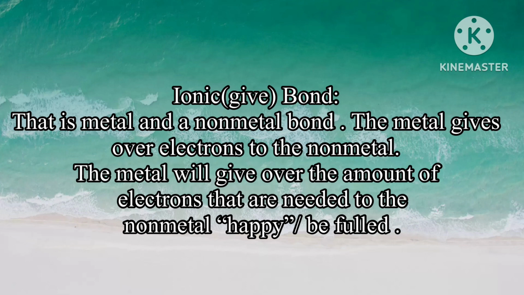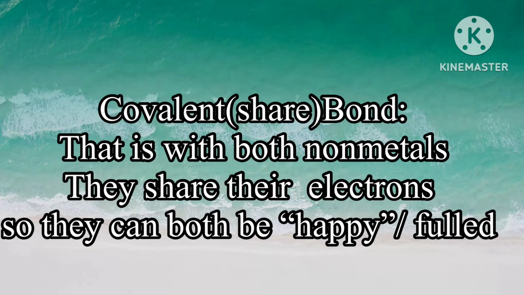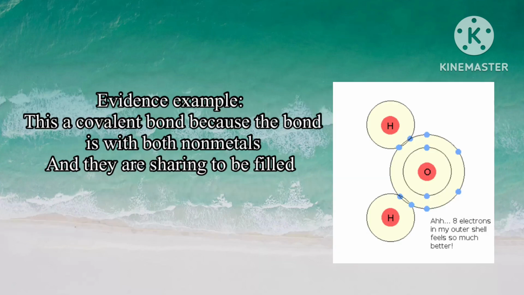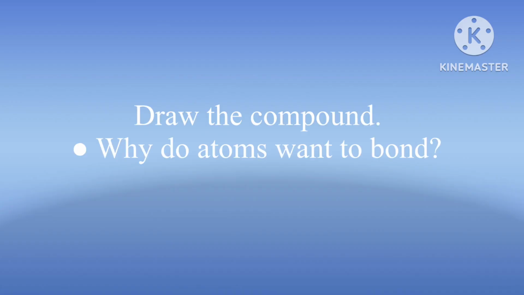The ionic bond is a giving bond. That is when a metal and a nonmetal bond. The metal gives over electrons to the nonmetal. The metal will give over the amount of electrons that are needed so the nonmetal can be filled to capacity. The covalent bond is a sharing bond. That is a bond where both nonmetals share their electrons so they can both be filled to capacity. No bond is pretty straightforward. That just means they can't bond since one of the elements is already filled, or the other element is a noble gas.